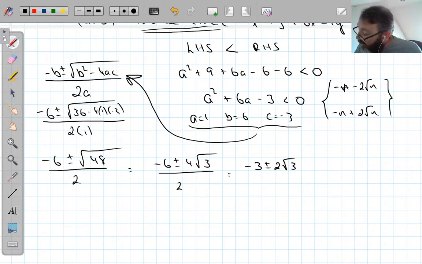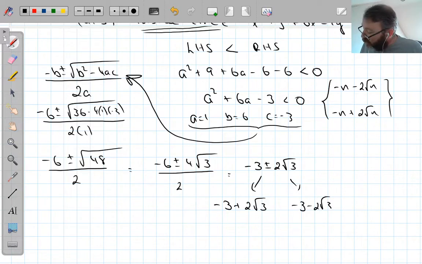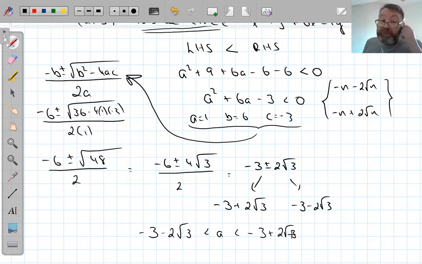So in other words, n is after the minus sign, and the same number must be under the square root sign. So the two answers I have here are minus 3 plus 2 root 3 and minus 3 minus 2 root 3. So what does the question tell you to do? Give your answer in the form of minus n minus 2 root n. So they want you to do minus 3 minus 2 root 3 less than a, which in turn is less than minus 3 plus 2 root 3. And that's just giving the answer in exactly the same form as the question dictates.